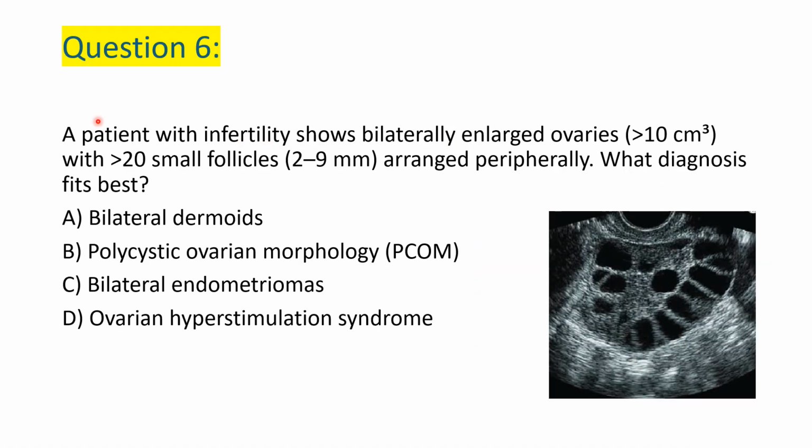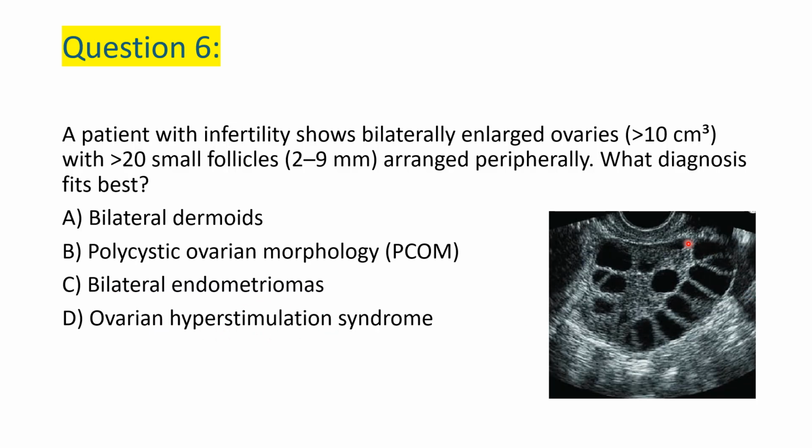Number 6. A patient with infertility shows bilateral enlarged ovaries greater than 10 cubic centimeters with over 20 small follicles which are 2 to 9 millimeters arranged peripherally. What is the diagnosis? A. Bilateral dermoids. B. Polycystic ovarian morphology, PCOM. C. Bilateral endometriomas. D. Ovarian hyperstimulation syndrome.